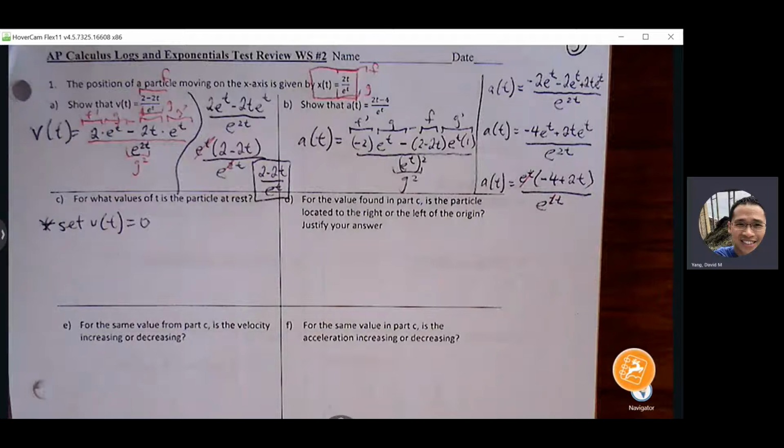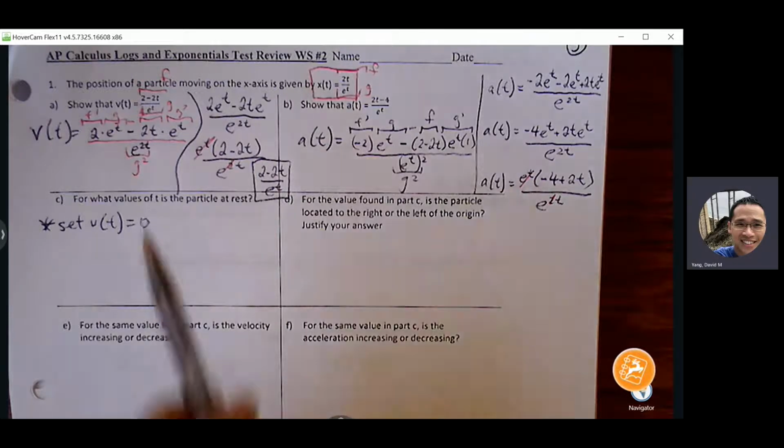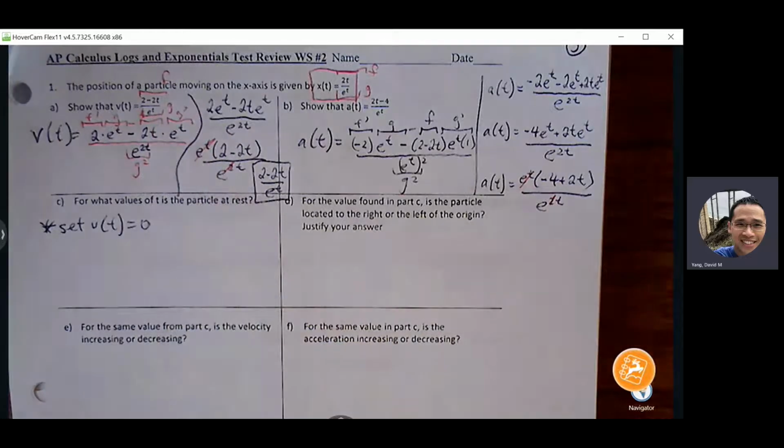But here in this case, there's a numerator and denominator. What do we do? Do we set both equal to 0? Just the top, just the bottom? What do you guys think? Okay, it's going to be just the top. If we set the denominator equal to 0, then we're looking for where velocity is undefined. That's not the same thing as velocity is equal to 0.